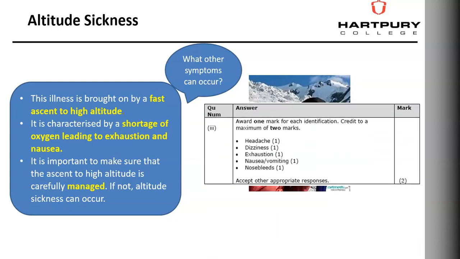The answer would be the following based on your exam. So headache, dizziness, exhaustion, nausea and vomiting, or a nosebleed. Okay, so this question asked for 2 symptoms that could occur due to altitude mountain sickness, and 2 of these would need to be listed.